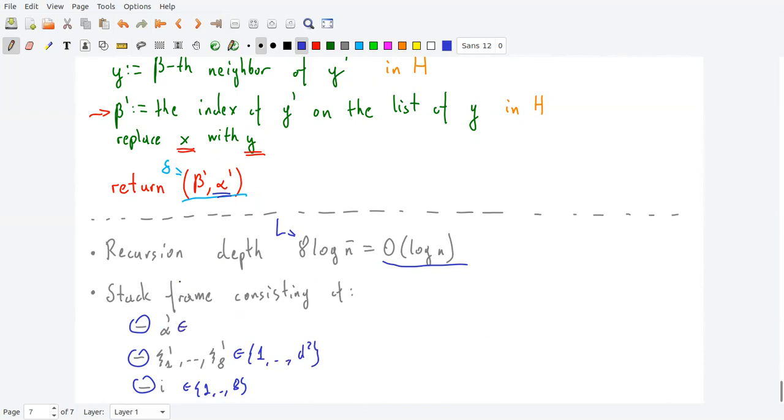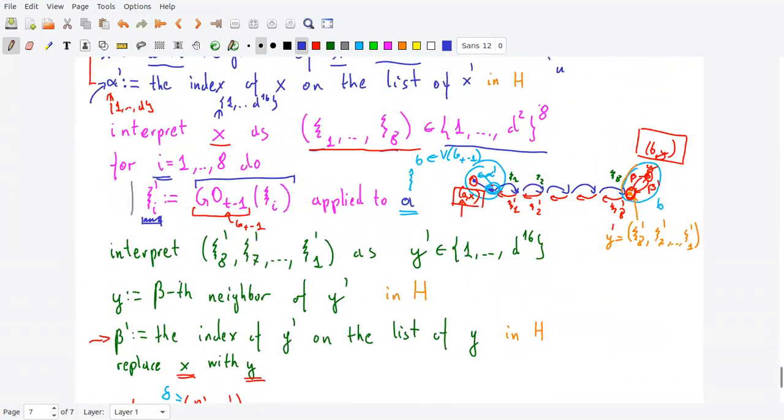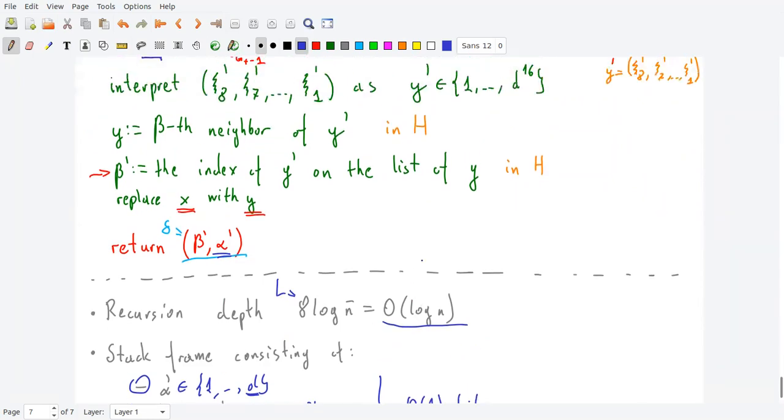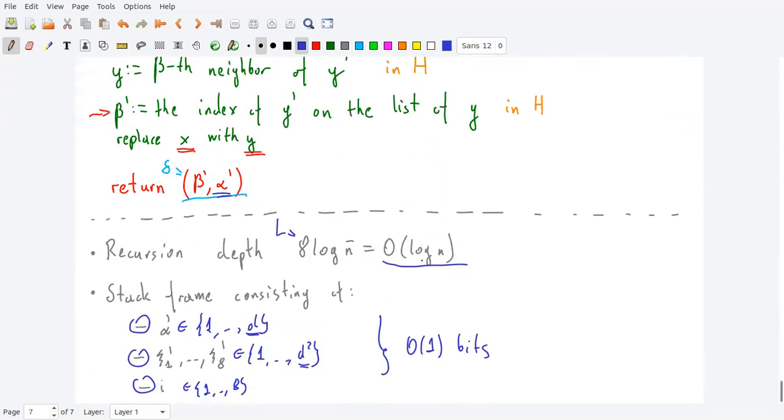And alpha prime, this index at the beginning, was an index in H, which is also from 1 up to d. So again, a constant number of bits is needed for storing. So the internal information for every recursive call of the procedure go takes order of 1 bits. I've got total recursion depth logarithmic in n, so I've got order of log n space in total.